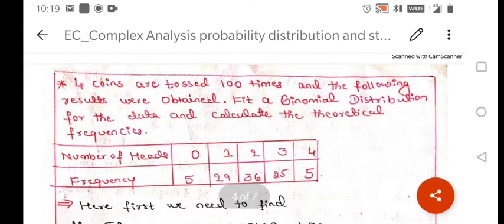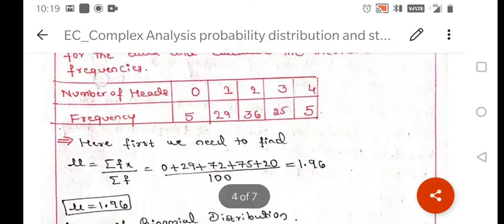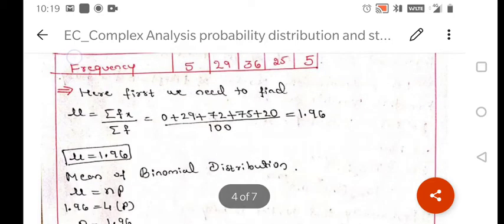Next example, 4 coins are tossed 100 times and the following results were obtained. Fit a binomial distribution for the data and calculate the theoretical frequencies. Now the number of heads are 0, 1, 2, 3, 4 and frequencies are 5, 29, 36, 25 and 5.